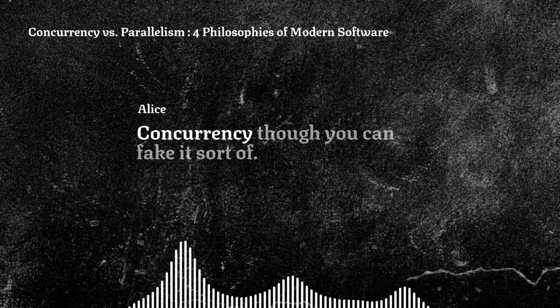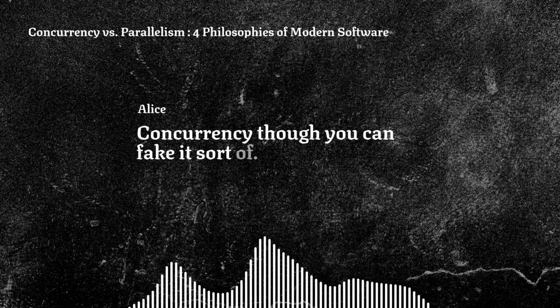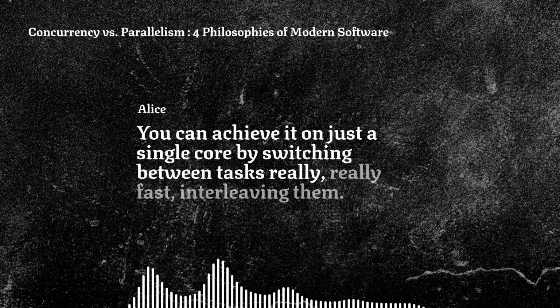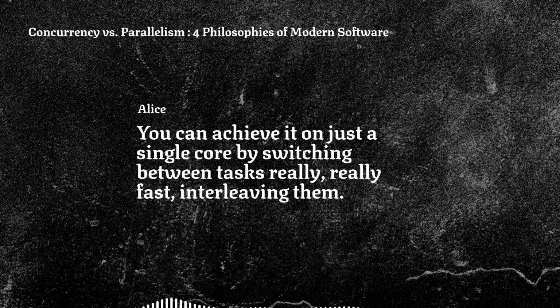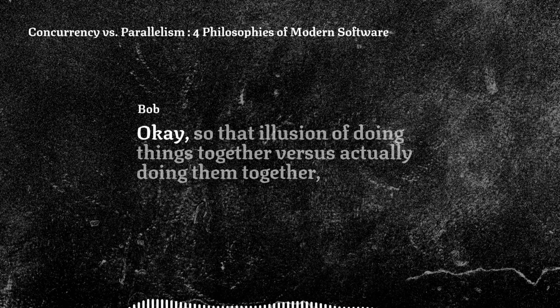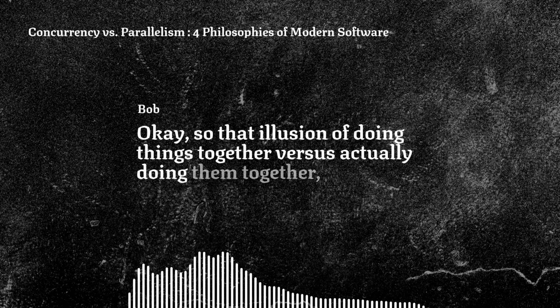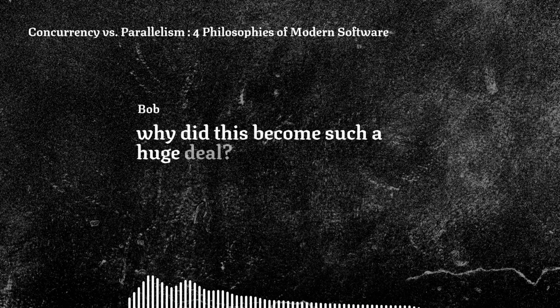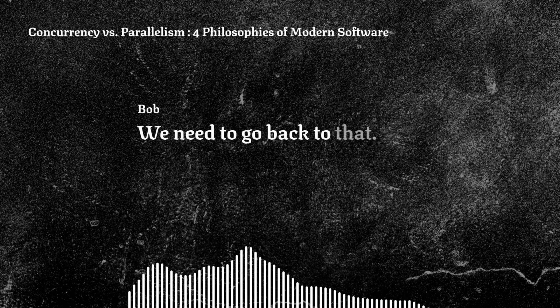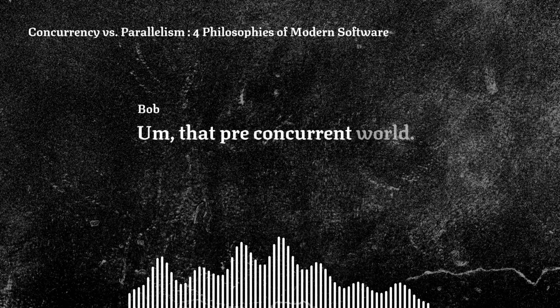Right. Concurrency, though, you can fake it, sort of. You can achieve it on just a single core by switching between tasks really, really fast, interleaving them. It looks like things are happening at the same time, but they aren't. Not really. Okay, so that illusion of doing things together versus actually doing them together, why did this become such a huge deal? Let's talk about the why. Yeah, the history here is important. We need to go back to that pre-concurrent world, right?